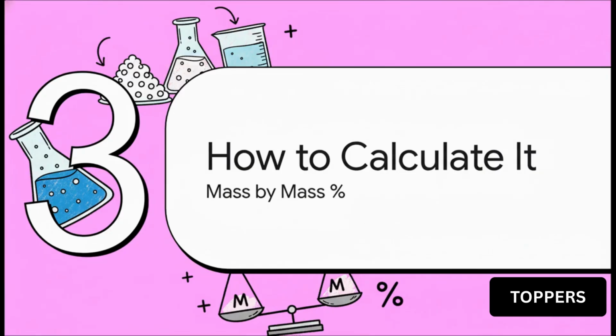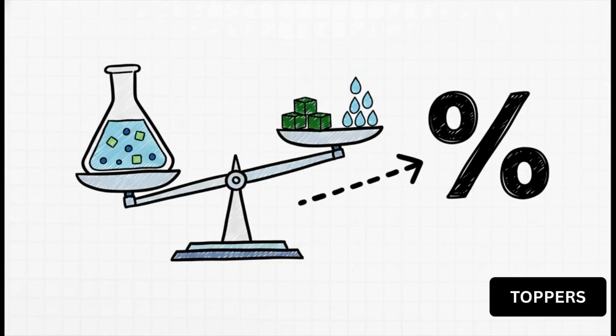But, you know, saying something is strong or weak isn't very precise, is it? Science loves numbers. So how do we actually calculate the concentration? Well, it turns out there's a simple formula we can use. We're going to use one of the most common methods out there, called mass by mass percentage. I know, it sounds a little technical, but trust me, it's not. It's just a way of figuring out what percentage of the solution's total weight is actually just the solute.